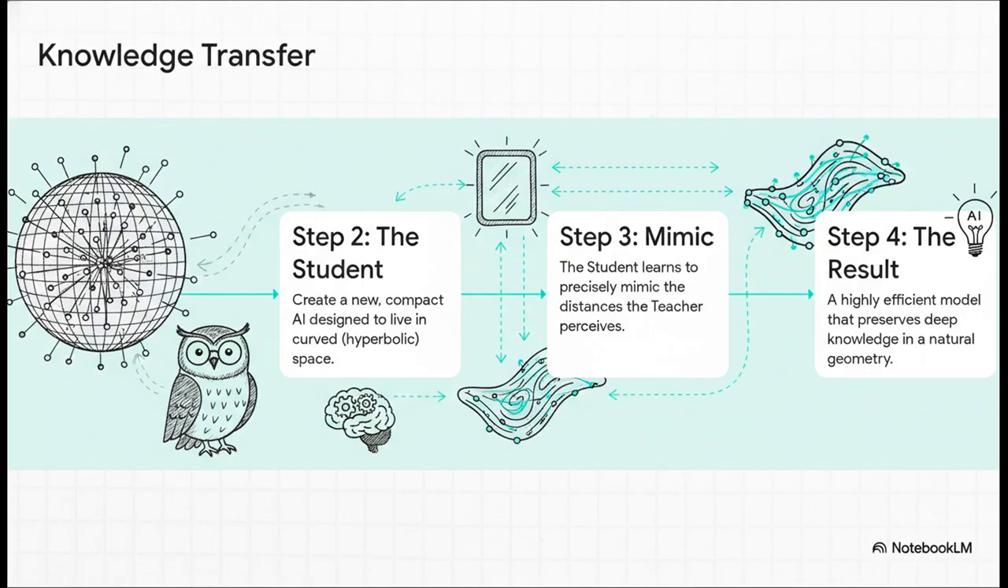Then you build a brand new, much smaller student model, one that's designed from the ground up to live in this curved hyperbolic space. And here's the genius part, step 3. The student's only job is to learn one thing: how to perfectly match the distances between data points that the teacher sees. It's not learning from scratch, it's learning the teacher's wisdom and translating it into its own native curved language.